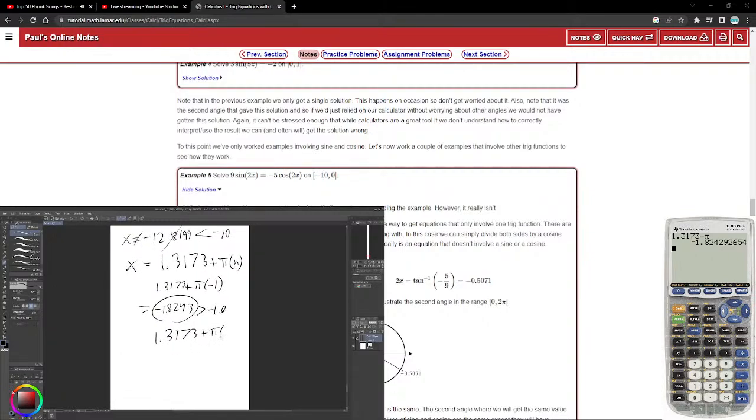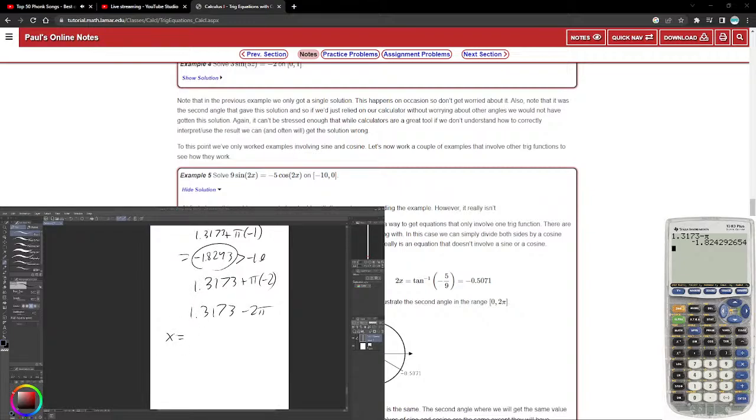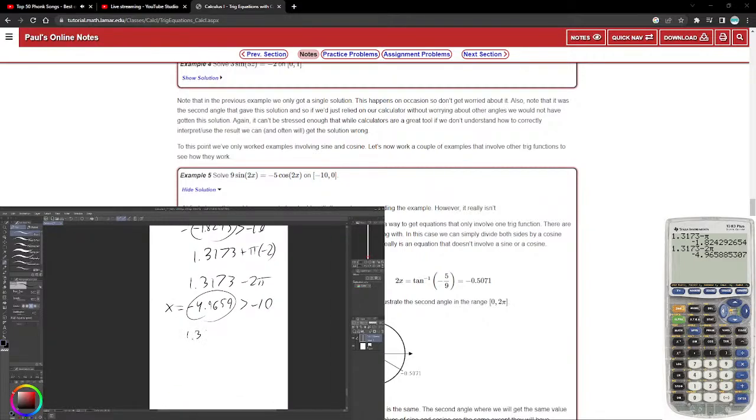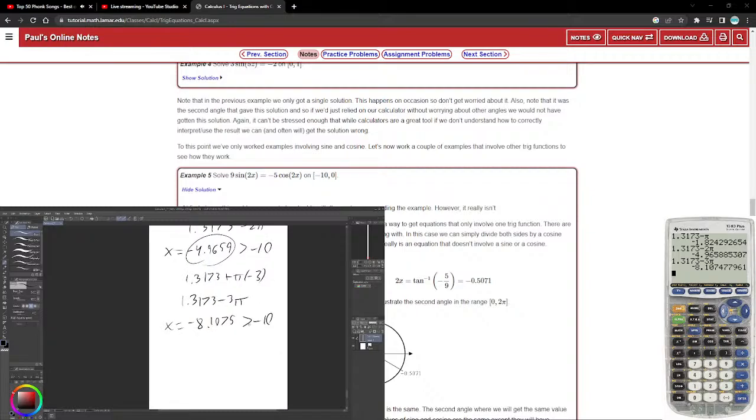1.3173 plus pi times negative 2, that is 1.3173 minus 2 pi, which equals negative 4.9659, which is greater than negative 10, so it's a solution. 1.3173 plus pi times negative 3, that is 1.3173 minus 3 pi, which equals negative 8.1075, which is greater than negative 10, so it's a solution.